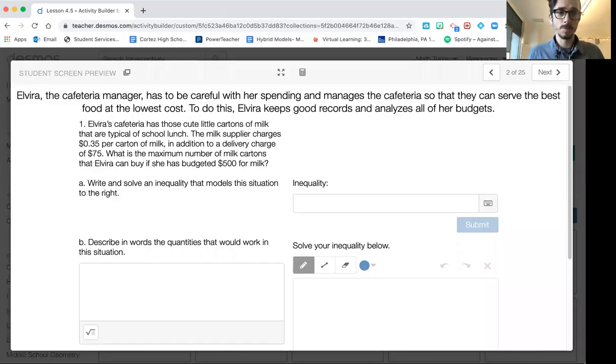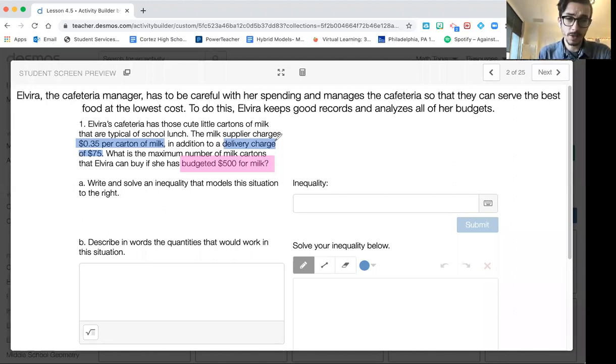So you should have read through this problem once. Elvira's in this cafeteria with cute little milk cartons that are typical of school lunch. The milk supplier charges 35 cents per carton of milk, in addition to a delivery charge of $75. So that would be a one-time fee of $75. And the main question we're being asked is, what's the maximum number of milk cartons that Elvira can buy if she has budgeted $500 for milk? All right, sounds good. Write and solve an inequality that models the situation to the right.